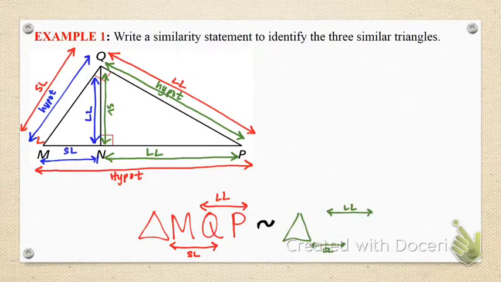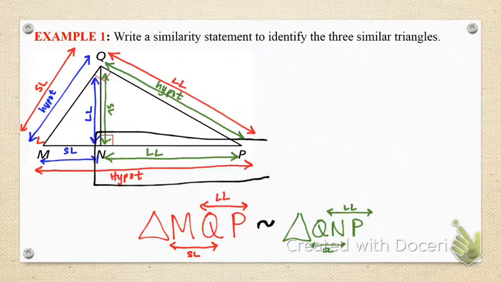So let's look at the green triangle first. Which two letters make up the short leg in the green triangle? Well, that would be this guy right here. There's the short leg of the green triangle, QN. So we write those down first. Which two letters make up the long leg, right? Well, the long leg in this case is here, NP, right?